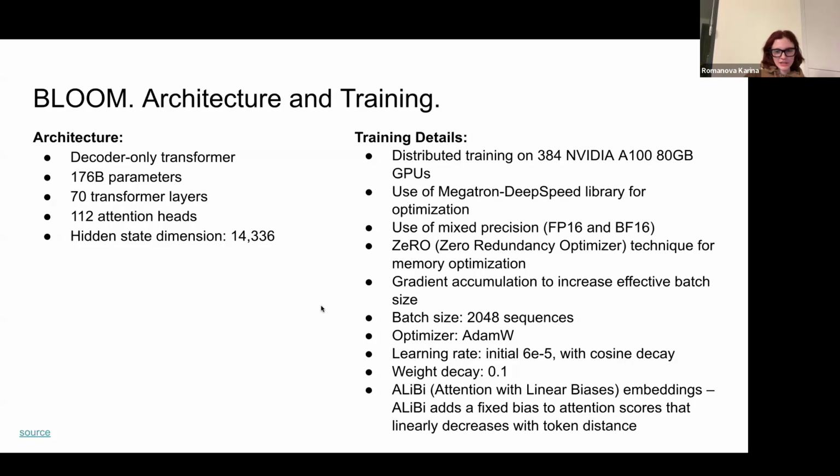So okay, here we can see some detailed changes in the Bloom architecture. Also there is attention with linear biases, which in short we can call ALiBi, which adds a fixed bias to attention scores that linearly decreases with token distance.